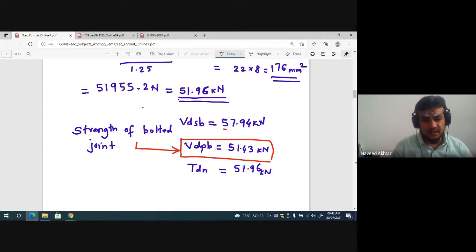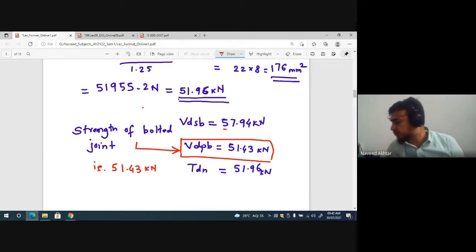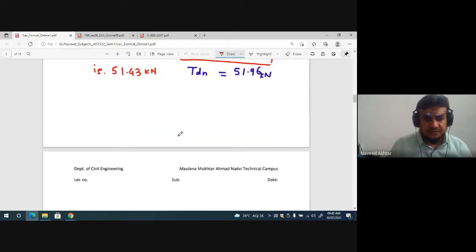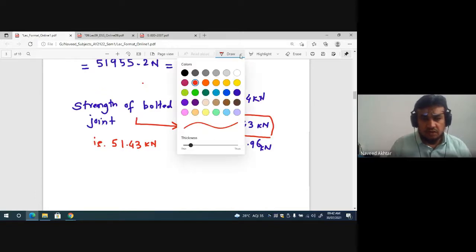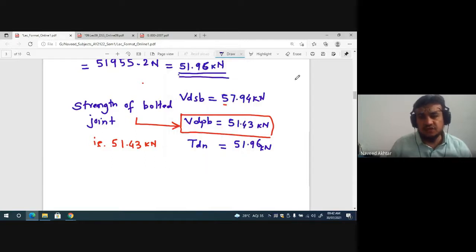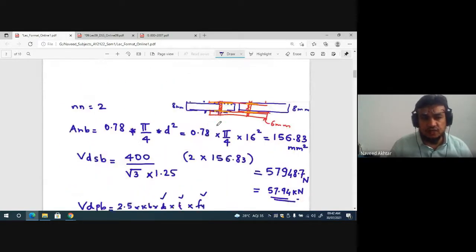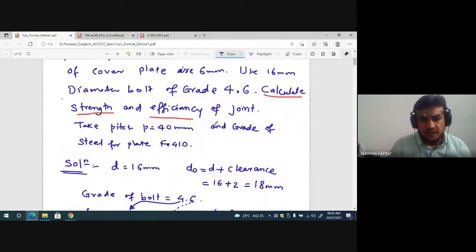That is 51.43 kilonewton. Okay. Now, what do you have to find out? Here the example is not finished. There are two parts in your example. First part, you have to calculate the strength of the joint, and second part, the efficiency of the joint.